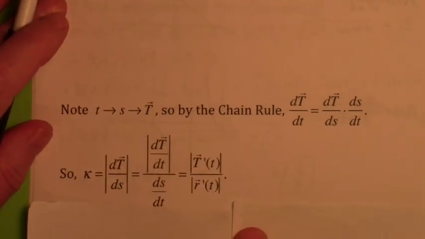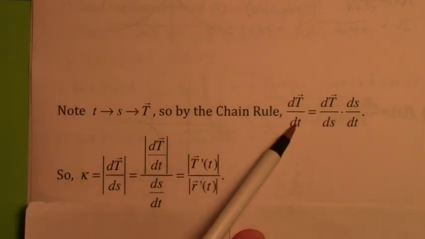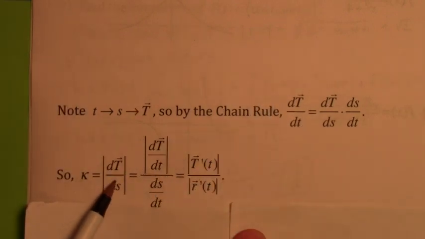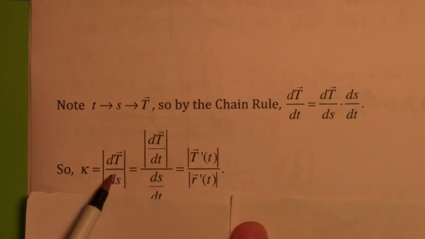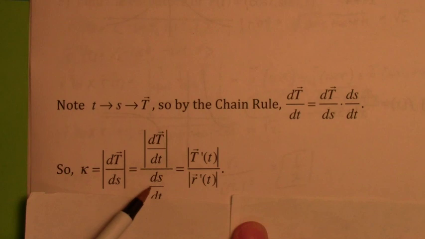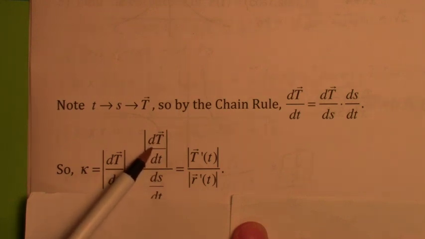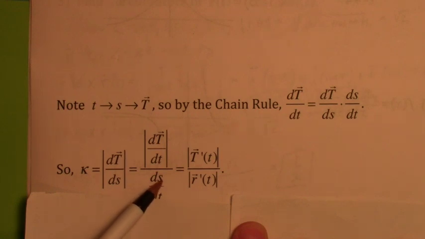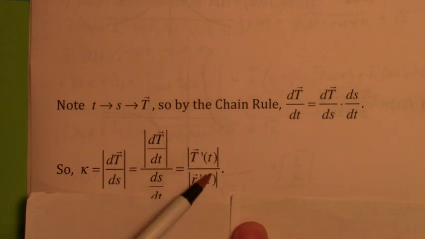Now remember, the curvature has to do with dT/ds, so if we solve this for dT/ds and take the absolute value, dT/ds is (dT/dt) over (ds/dt), so you take the magnitude. The magnitude of ds/dt is positive as long as you're moving in the positive direction, so you don't need absolute values here. But here, this is the magnitude of T'(t), and we already said earlier ds/dt is the magnitude of r'(t). So this would be a nice way to compute the curvature.